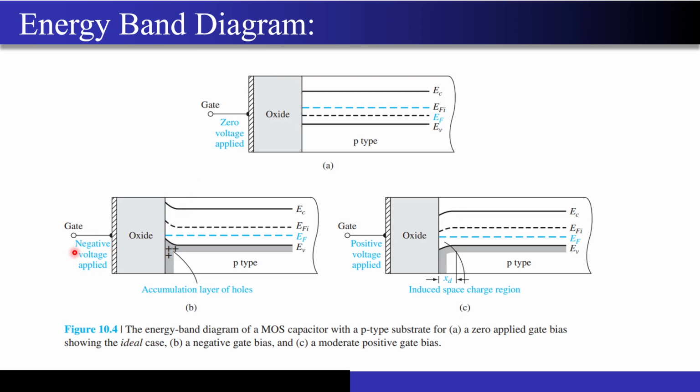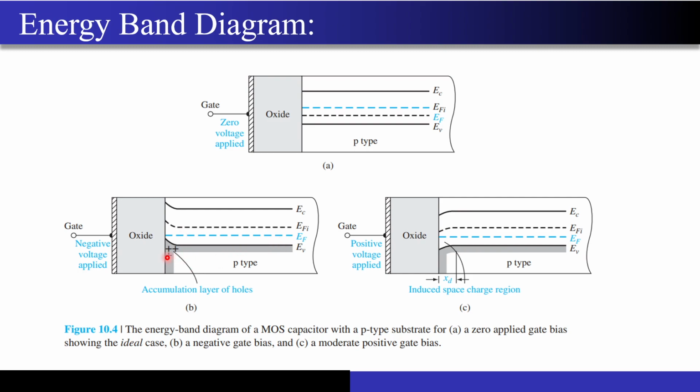The moment I apply a negative voltage over here, what did I tell you? It will attract the positive charges at this interface, and since it's a p-type semiconductor, the holes are the majority and will be attracted over here. Now what is going to happen? You know that if I have a lot of holes, then the gap between EF and EV is very small. The more doping I do for the p-type, the gap between EF and EV will shrink, right?